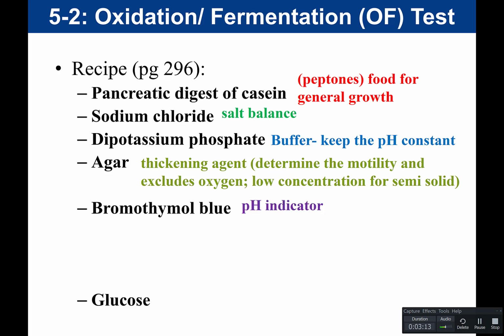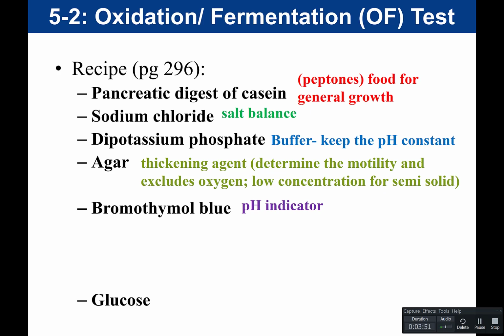The next ingredient we have is bromothymol blue. Bromothymol blue is a pH indicator. Again, it's going to change color depending on the pH of the solution. So if you remember in the video watching, the tubes started out green. What does that likely tell you the pH is like for the green? Well, most bacteria are neutrophiles. They like to grow at a neutral pH. So green is going to be neutral.